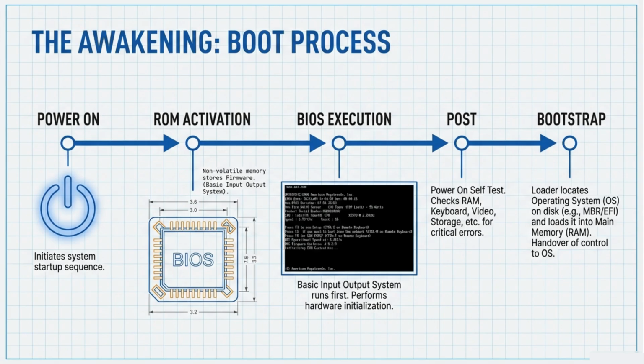The boot process begins when the system is powered on. Power on initiates the startup sequence and activates the ROM. From ROM, the BIOS is executed, which performs basic hardware initialization and configuration. Next, the system runs the power on self-test, or POST. POST checks critical components such as RAM, storage devices, keyboard, and display for errors.